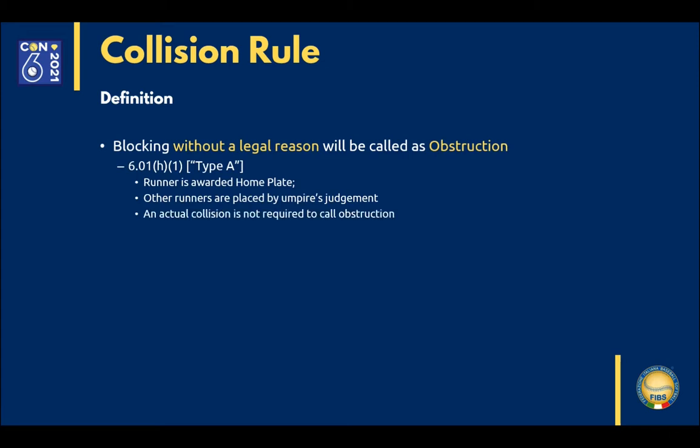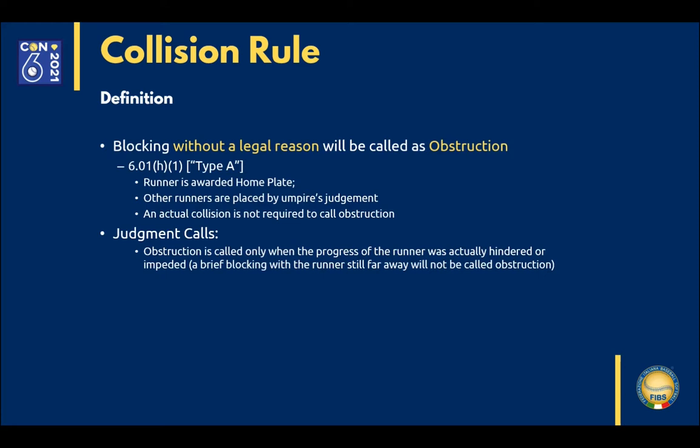An actual collision is not required to call obstruction. This is to keep in mind. You don't need an actual contact between the runner and the fielder at home plate to call obstruction. And to make it not so easy, there are some exceptions. And this comes to you as an umpire in your judgment.